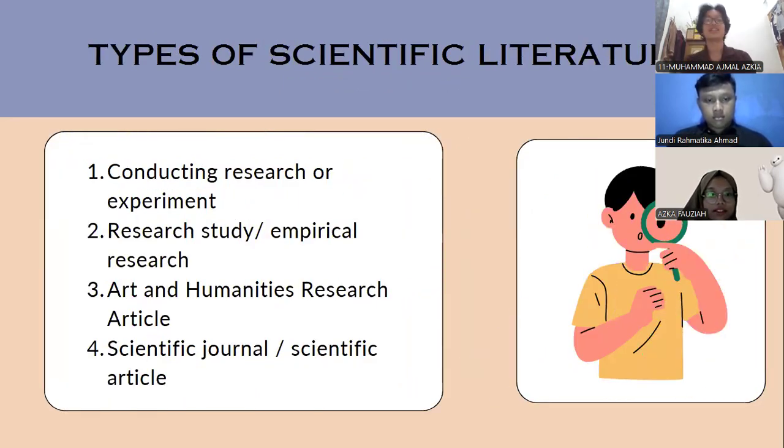All right, the second one is Jundi. Okay, thanks Ajmal. Now I want to explain about types of scientific literature.